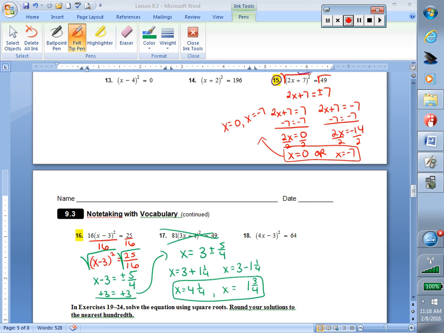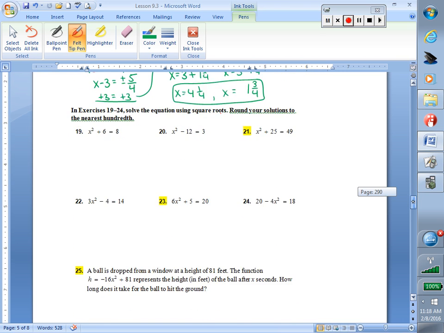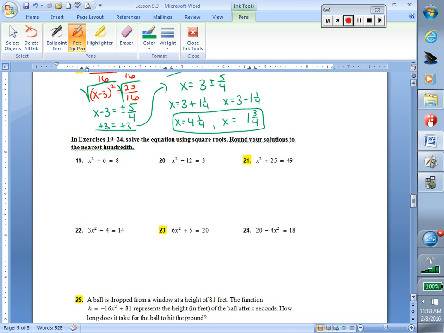So far, everything has worked out perfect for us. Whether we had one solution, two solutions, we always ended up with perfect squares. 25, 16, 49. Every time we took the square root, we got a really nice number to work with. Unfortunately, that doesn't always happen. So I just want to finish up with a couple today that don't work out perfect for us.